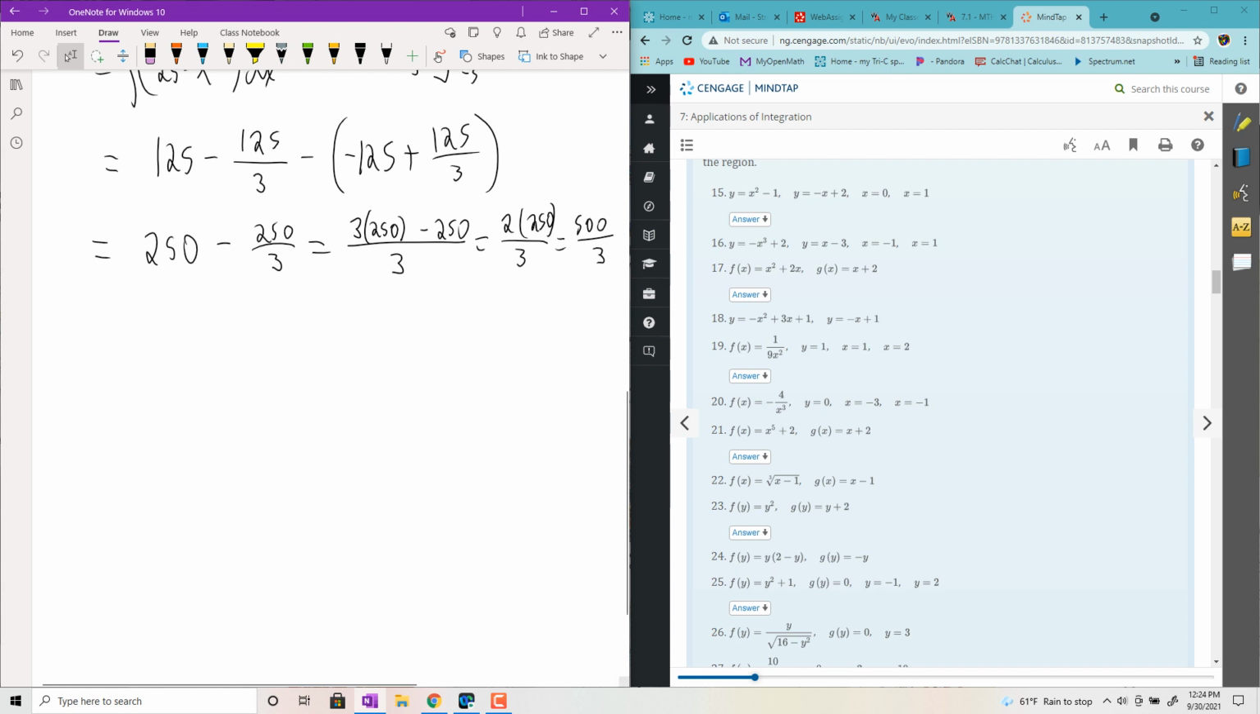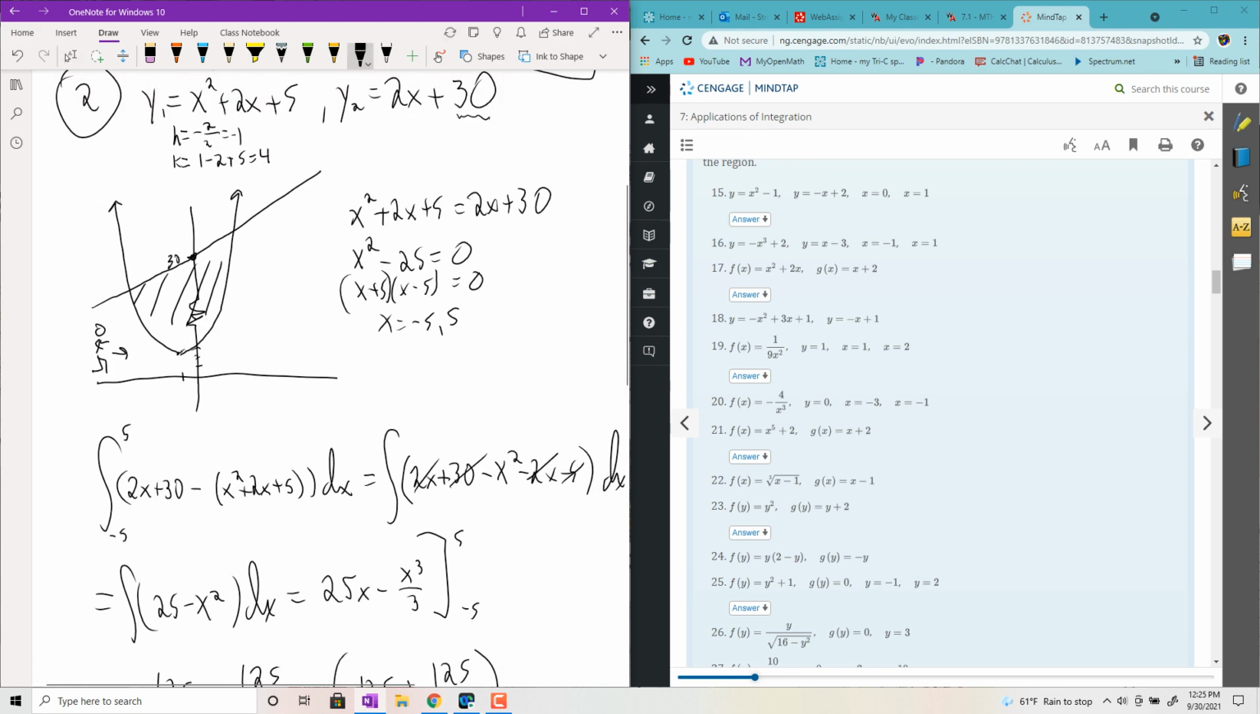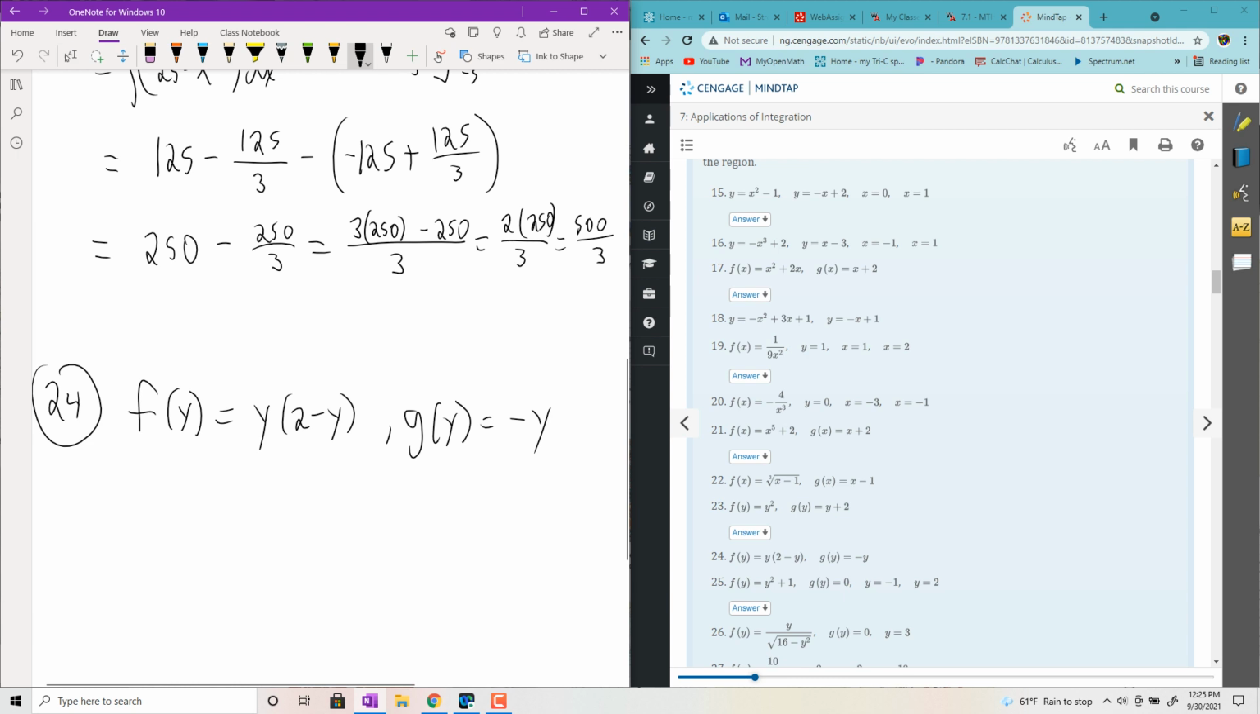Speaking of ones from the book, let's look at one that has a different type of orientation, in particular number 24. So we have f of y equals y times 2 minus y, and then g of y equals negative y. Okay. So back here, this is a WebAssign problem. Right here is just a problem I took from the book. You can see it on the right. That's the book. Okay. So f of y, if you rewrite this, you're going to get 2y minus y squared.